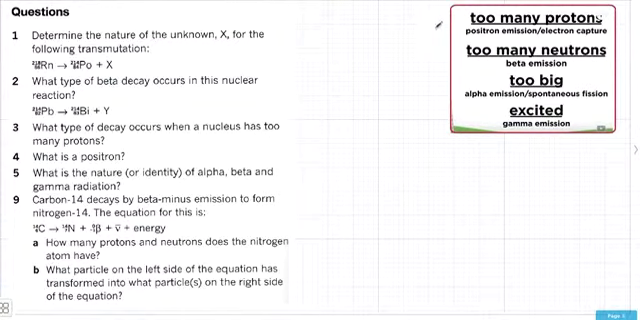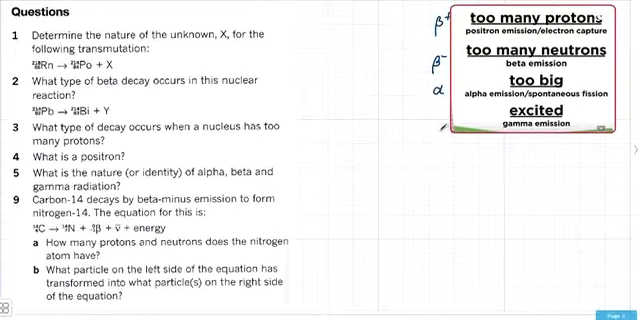If you're going to have beta plus emission, or what we'd call positron emission, that's when we have too many protons in the nucleus of the atom. If we have too many neutrons, we're going to have beta minus emission. If the nucleus is too big, often you'll have alpha emission, and if you have an overexcited element, then you're going to have gamma emission.